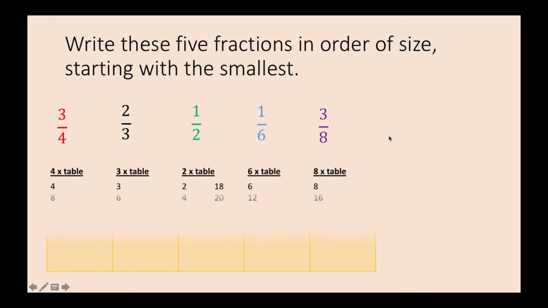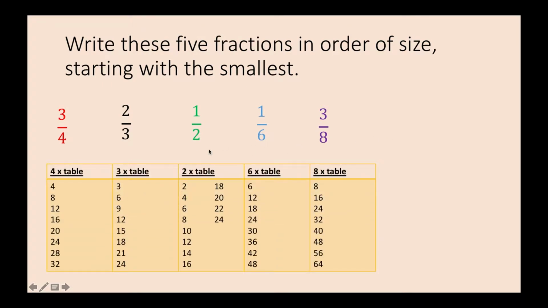Okay, so I'm going to write down the times tables. Now you might know your times tables off by heart, and it might be really easy for you to find a number that all of these 5 denominators go into. But if you don't, that's why we've written down the times tables. So we've got the 4 times table, 3 times table, 2 times table, 6 times table, and the 8 times table. And if you look through the lists, you will notice that 24 is in all of them.